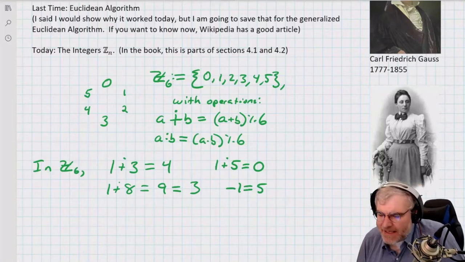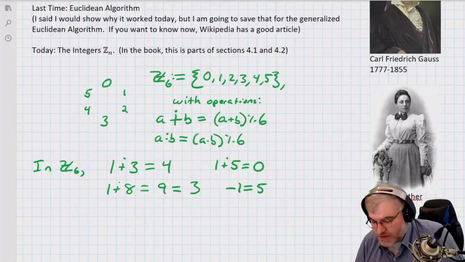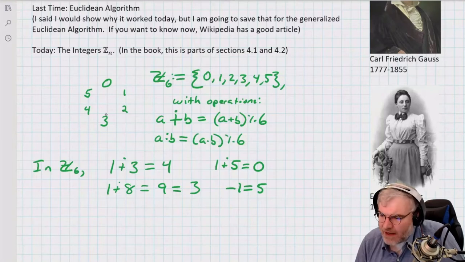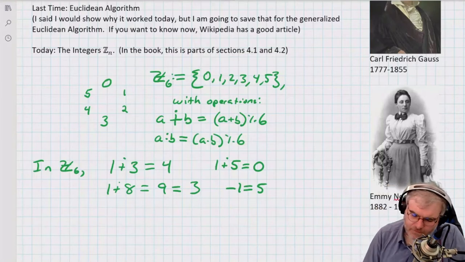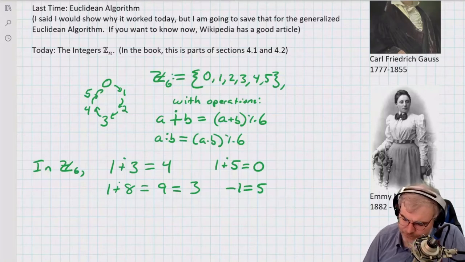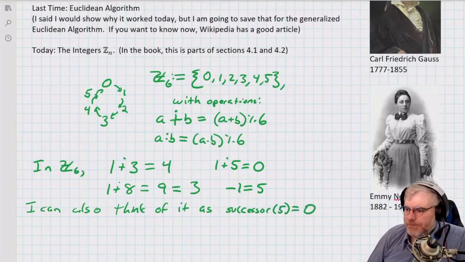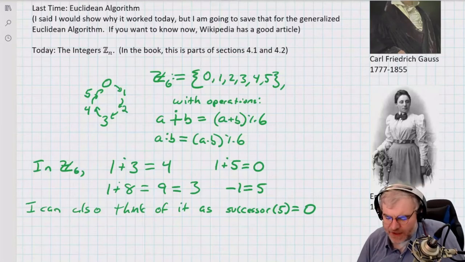It's not just base 6, because in base 6, what I would be doing is adding another number here. Okay? This is a little different. It's not just base 6, although that's a good analogy for the moment. It's moving around in a circle. So addition moves around this way. The successor of 5 is 0. The successor of 2 is 3. In other words, the thing goes around in a circle.